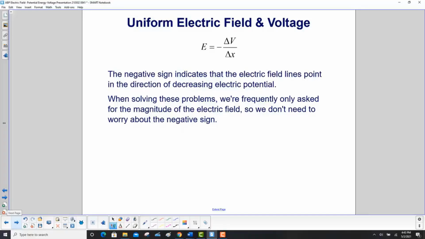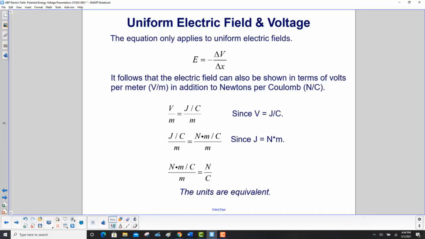We've already shown this graphically, but now we're showing it in an equation. And what does that tell us? The negative sign indicates that the electric field lines point in the direction of decreasing electric potential. When solving these problems, we're frequently only asked for the magnitude of the electric field, so we don't need to worry about the negative sign. But just remember, that negative sign tells you which way the electric field is pointing. It's pointing in the direction of decreasing electric potential. This equation only applies to uniform electric fields.